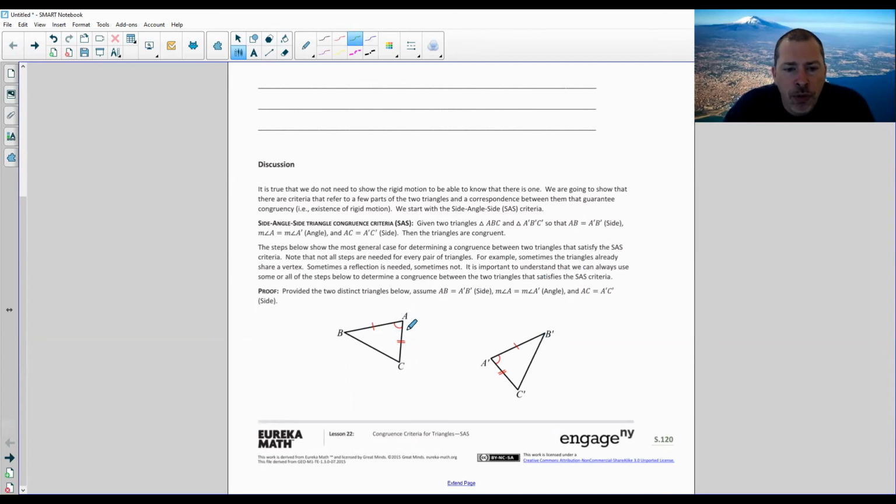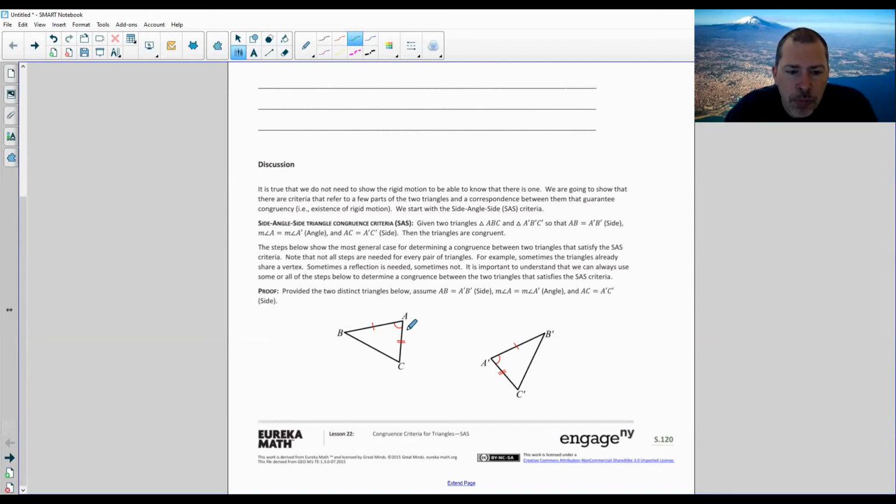So the steps below show the most general case for determining a congruence between two triangles that satisfies the SAS criteria. Note that not all steps are needed for every pair of triangles. For example, sometimes the triangles already share a vertex. Sometimes a reflection is needed, sometimes not. It is important to understand that we can always use some or all of the steps below to determine a congruence between the two triangles that satisfy the SAS criteria.